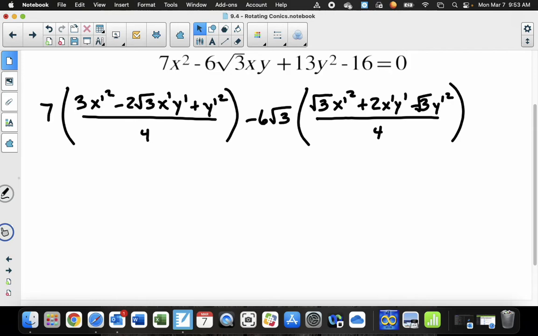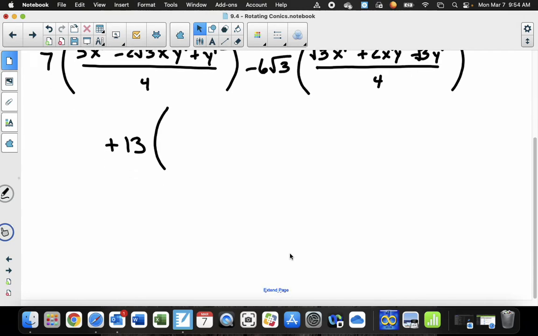Question? What is it's a new x, if you will. X prime is really just a new x. All right, so there's your first two terms. We still have the y squared yet. So I'm going to come down here. Plus 13 times, take the y squared out, put in what y squared equals.